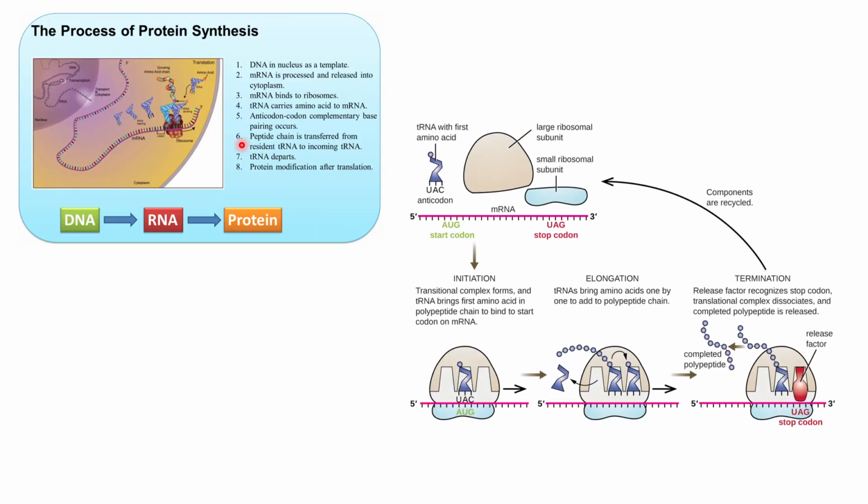So how does the process of protein synthesis happen? There are three steps of protein synthesis. The first is initiation, followed by elongation, and the third is termination. What is the smallest unit of protein synthesis? It is the amino acids, right?